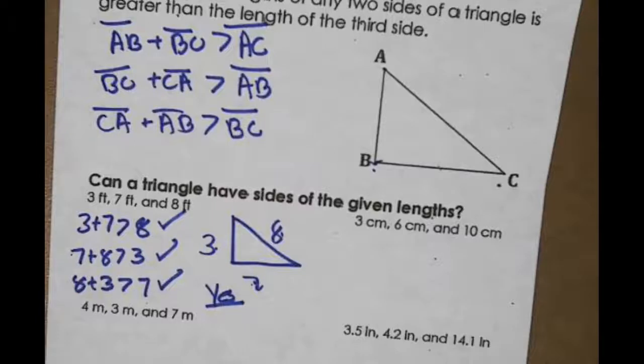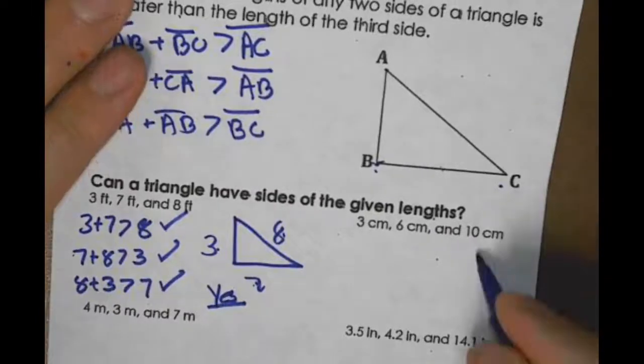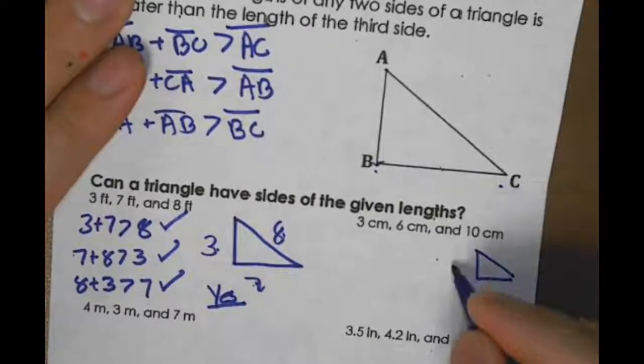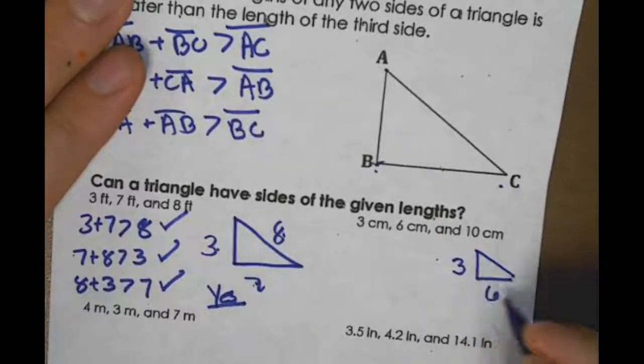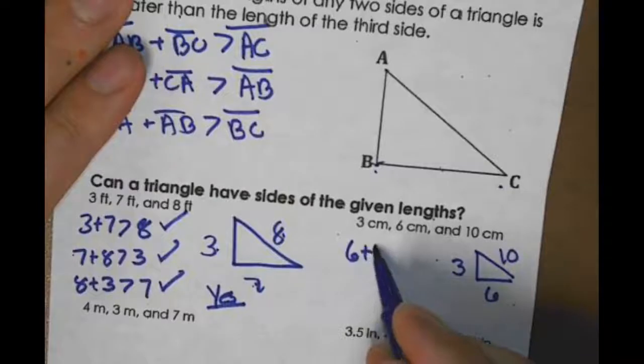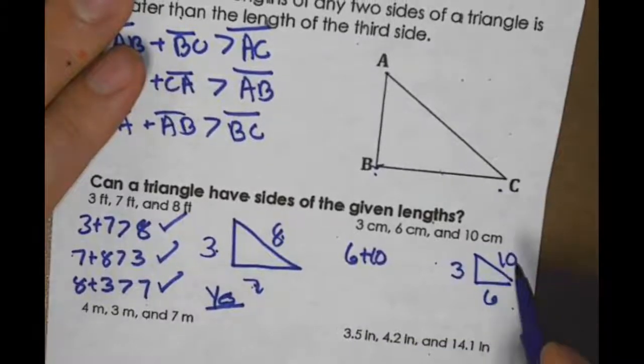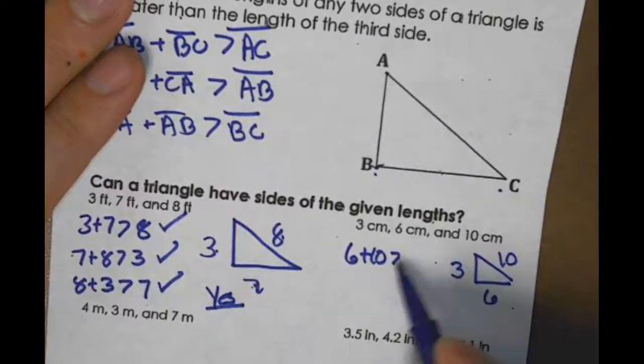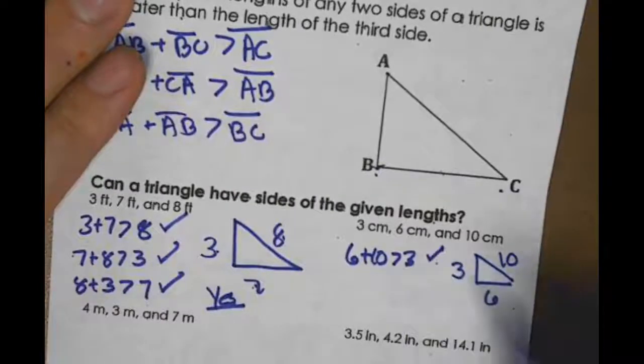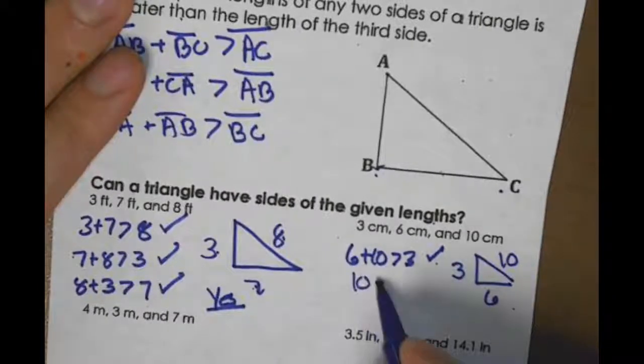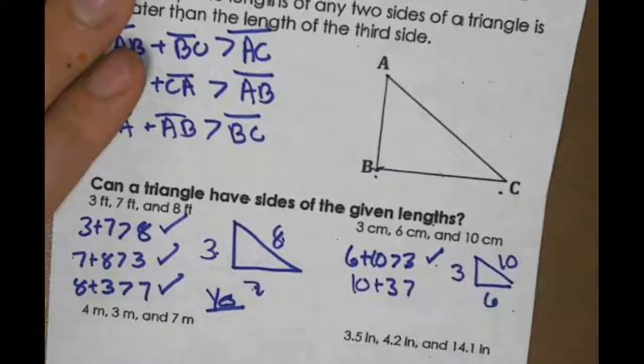Either yes or no. All right. We have 3, 6, and 10. I'm going to start with these two. 6 plus 10, is that greater? What does that have to be greater than? Greater than 3. Is that true? Yes. Check mark. How about 10 plus 3? Don't say this out loud. What does that have to be greater than? I said don't say it out loud.